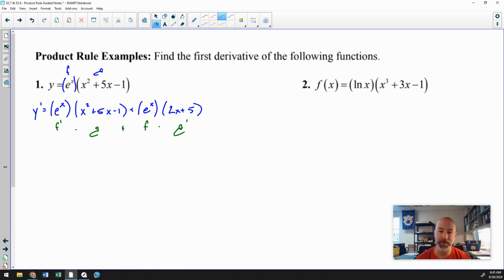There are things you can do algebraically to simplify that. Right now I'm focusing on just getting through the product rule, and I'm not going to do anything else with that. So we're just finding the derivative and we're looking at it. I'm not going to clean this up at all. Let's go on to number 2.